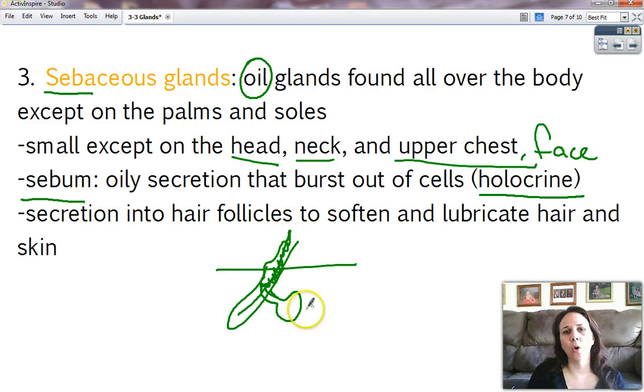So the more oil you make, the greasier your hair is. The less oil you make, the drier your hair is. So the whole point of the sebum is to soften and lubricate your hair. And, oh, and your skin too. And so that way you don't have super dry skin. But if you're one of those, you put lotion on and it's still dry, well, you probably just don't make as much sebum as everybody else does.